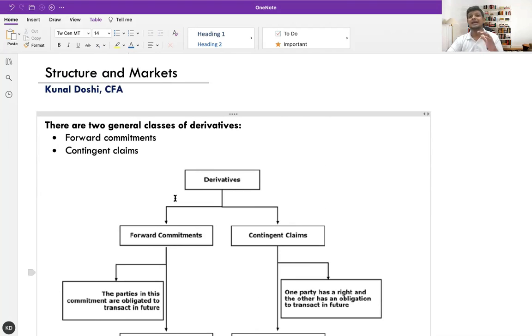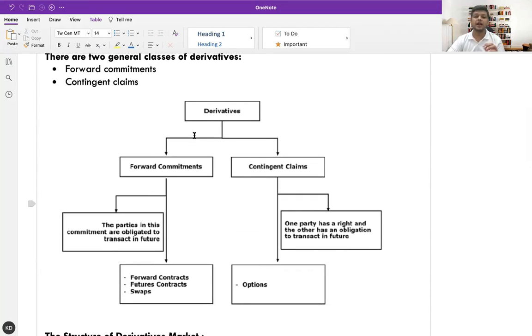So the class of the derivative or the type of contracts, basically, there are two types of contract: forward commitments and contingent claims. Now, within the forward commitments, we have forwards, futures, and swaps. And in the contingent claims, you have options. Are you now understanding why I created two separate topics? Yes. One for the existing ones, forward, futures, and swaps. And for options, I created a completely different one. Because in options, I'm not going into detail right now. We'll do it when we do options.